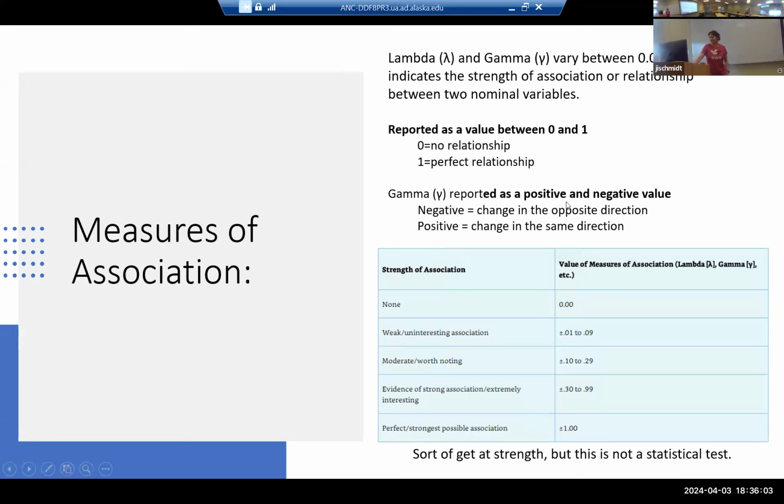Gamma can be negative or positive because it's ordinal. So you could say people tended to agree in one direction or people tended to disagree. It's got a direction to it for the ordinal. And we'll go through some examples here with SPSS.